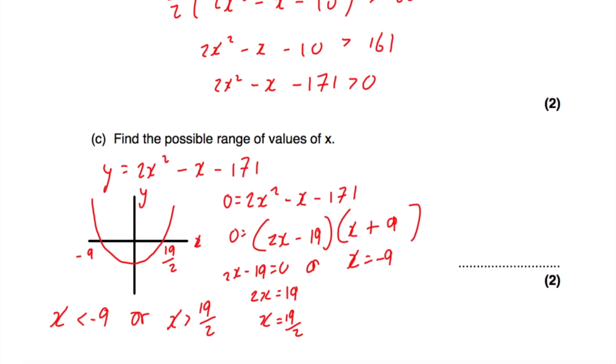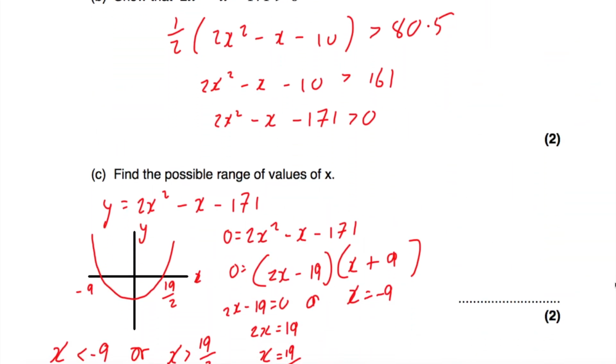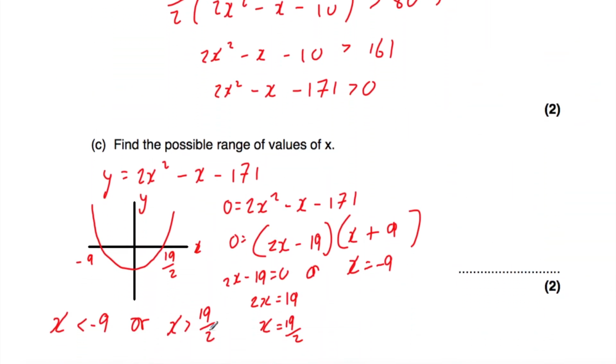Now if we go back up to the question, this was to do with a triangle, and here if we had a value of x that is less than minus 9, this space wouldn't exist. So that means that our values of x which would satisfy this will have to be values of x that are bigger than 19 over 2, or 9.5. So that's x is bigger than 19 over 2, and that's it.